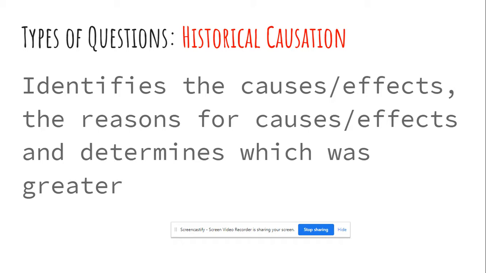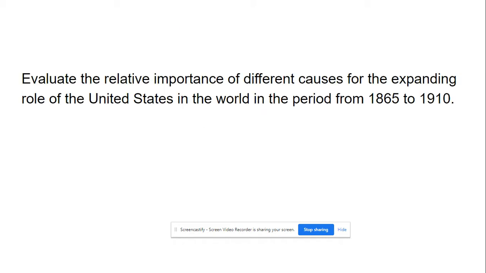Your complexity is talking about other factors, saying, yeah, of course, there are other things that had a part to play, but here's the biggest reason, and here's why. That's persuasive: here's why it's the biggest cause. An example of one of these types of questions: evaluate the relative importance of different causes for the expanding role of the United States in the world in the period from 1865 to 1910.